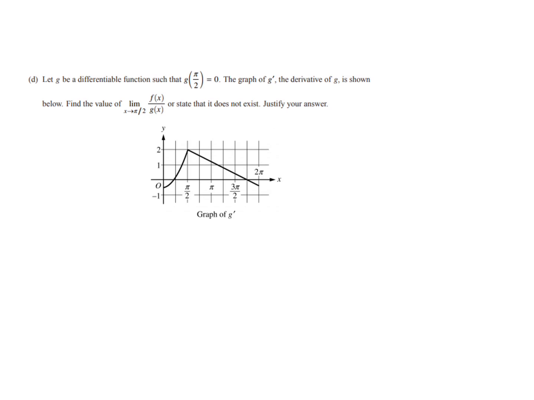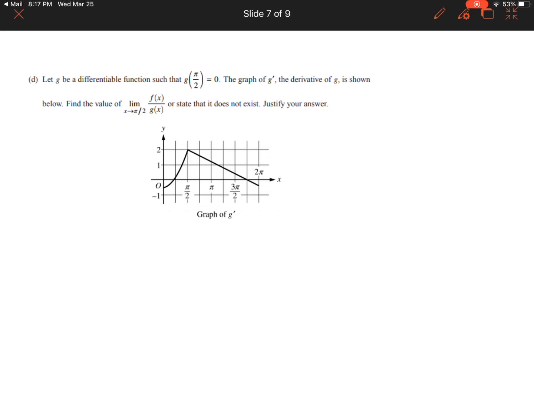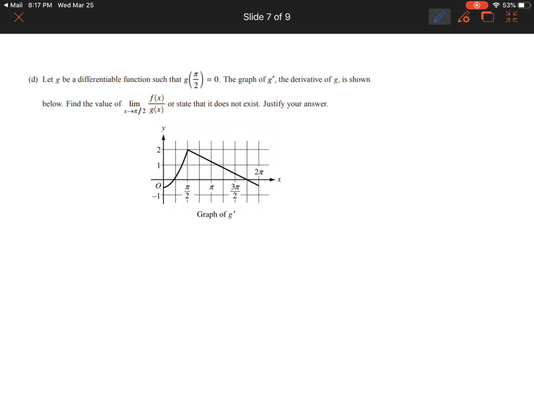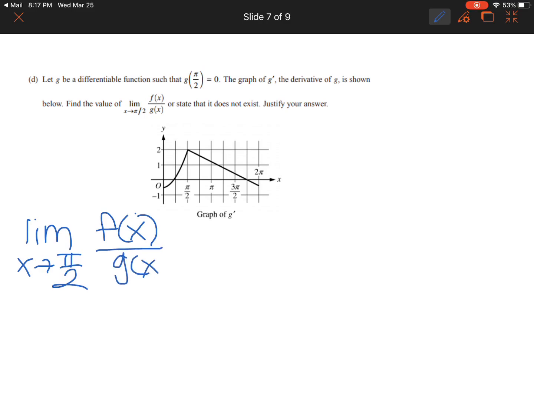Well, let's look at this. First of all, can we evaluate this limit directly? Let's try that: the limit as x approaches pi over 2 of f of x over g of x. This is equal to f of pi over 2 over g of pi over 2.